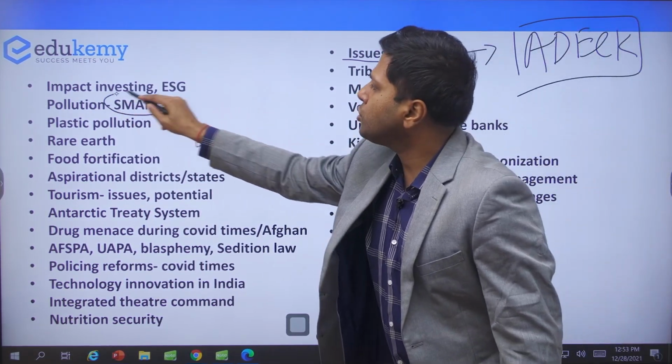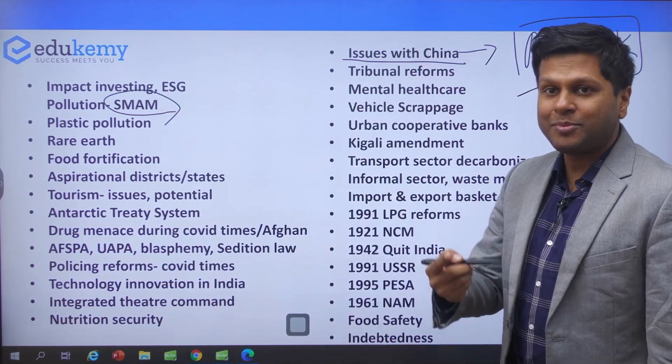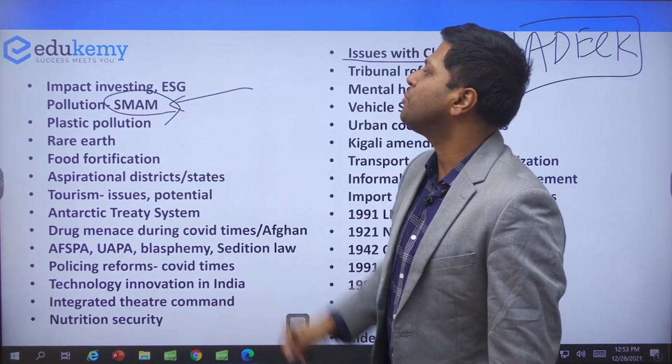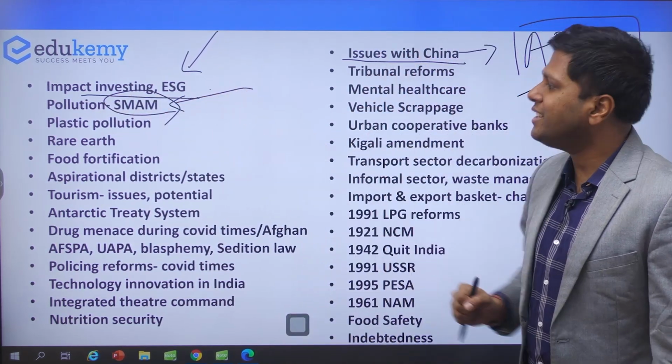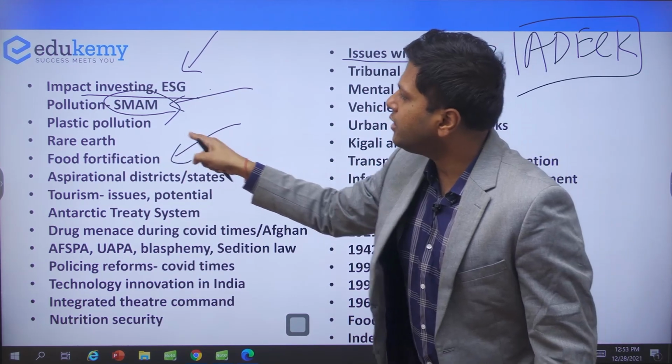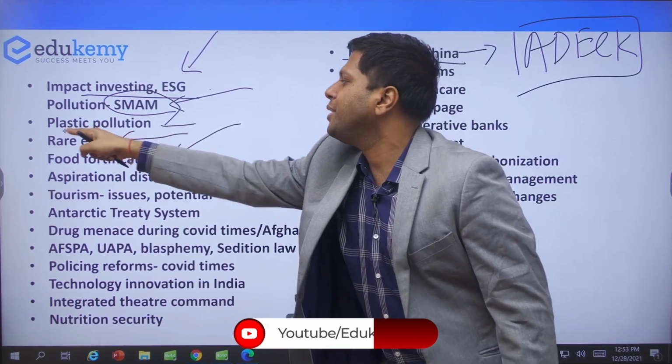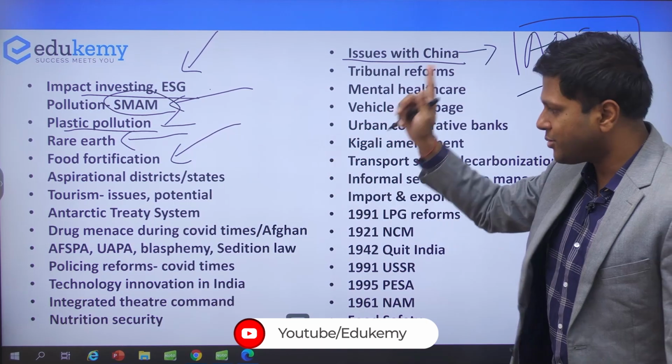Similarly, submission on agricultural mechanization. Pollution has been in news, agricultural mechanization becomes important. ESG, impact investing, right? Environment, social governance, food fortification, rare earth minerals, plastic pollution, always in the news, but this year also in the news, okay?